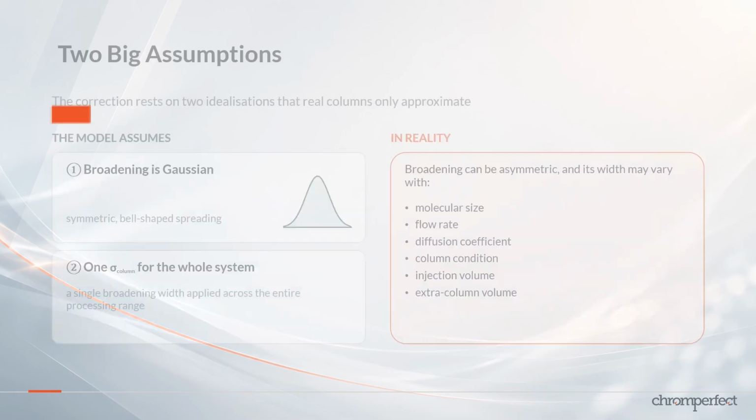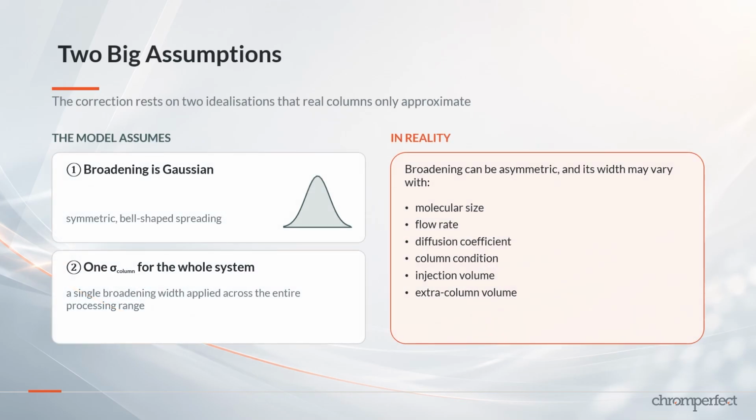The correction depends upon several assumptions. The broadening is assumed to be Gaussian. The column sigma value is assumed to describe the complete chromatographic system adequately. In some applications, broadening is treated as independent of elution time. In reality, broadening may change across the separation range. It may depend upon molecular size, flow rate, diffusion coefficient, column condition, injection volume, and extra column effects. A single column sigma value is therefore an approximation.